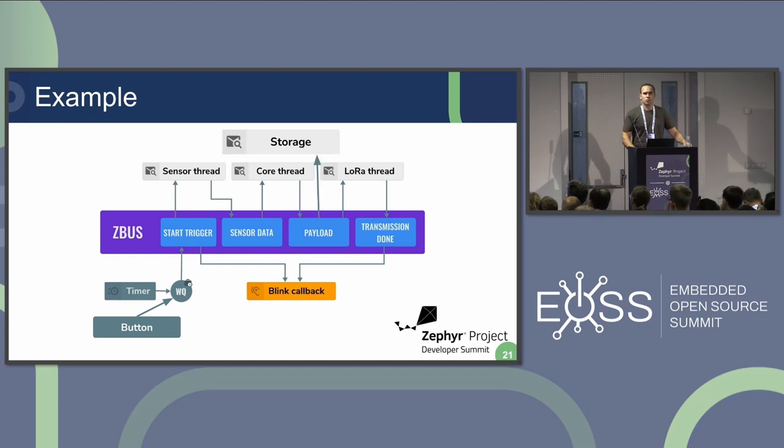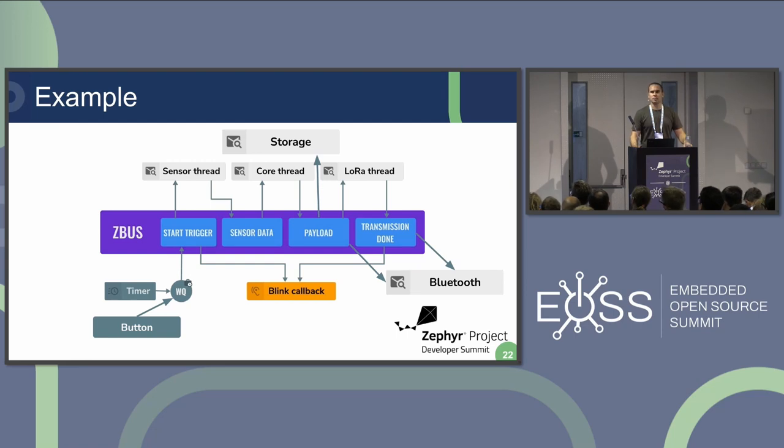I would like to store all the payloads to audit the system in the future. I don't know, the government needs that for some reason. I just need to add another subscriber to the payload, and it doesn't need to change anything, just add, right?